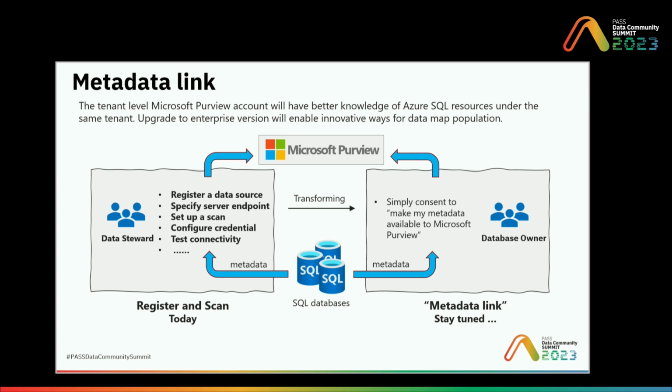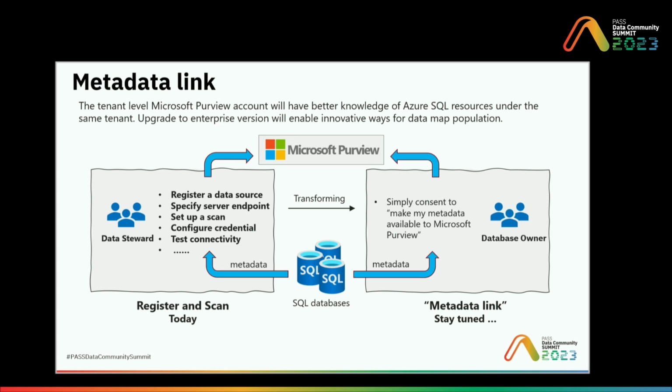Metadata link. So what we see today that's available to all of our customers is you need to register a source, set up a rule set, set up a scan, set up a credential, apply that credential, run your scans, and do that with a certain frequency. And all of this is a little bit of an administrative overhead, although it needs to be done only once. And once you set up your schedule, all of that is kept up to date.